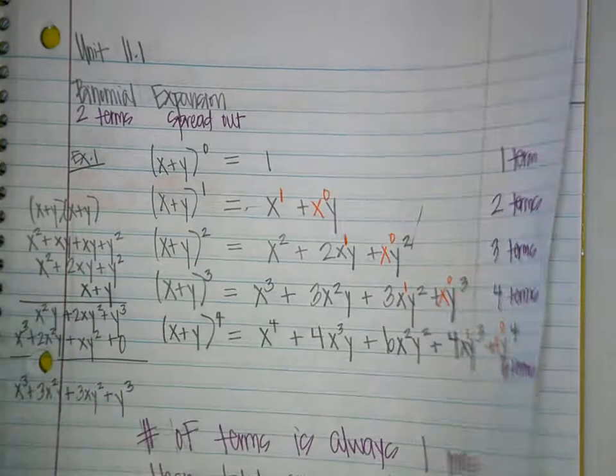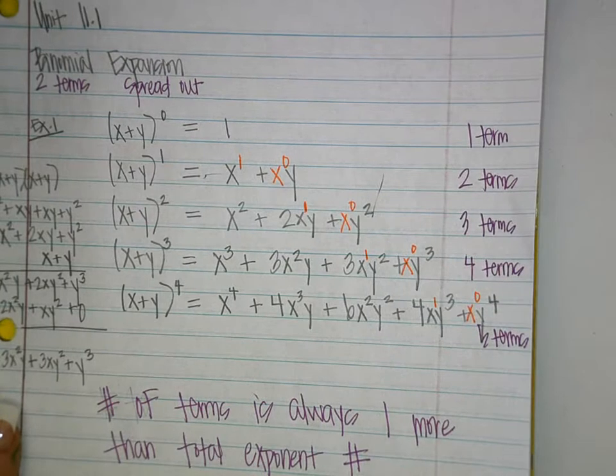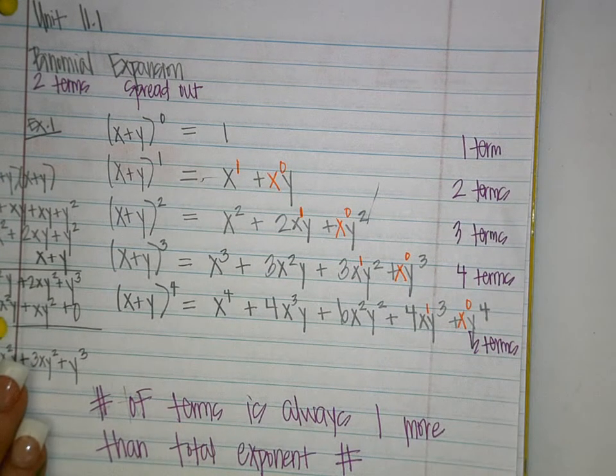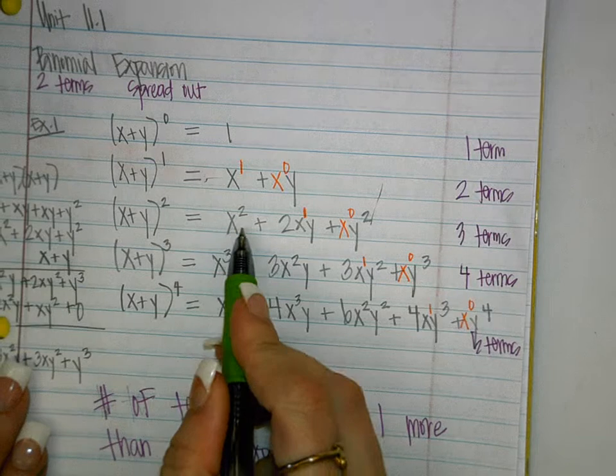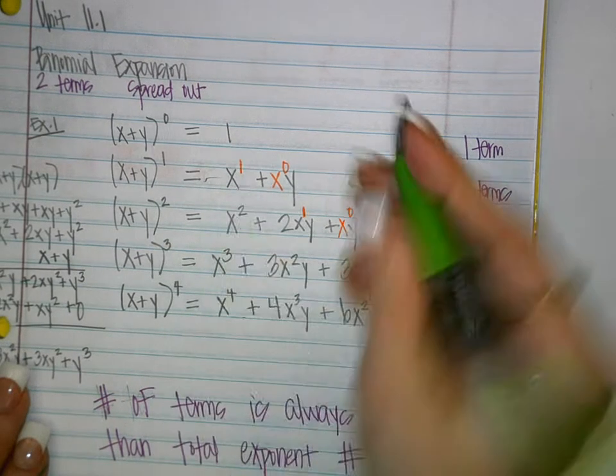Then, look at the other exponent. Look at the second exponent value. What do you notice about its exponent value? It starts at what? This is y to what power?